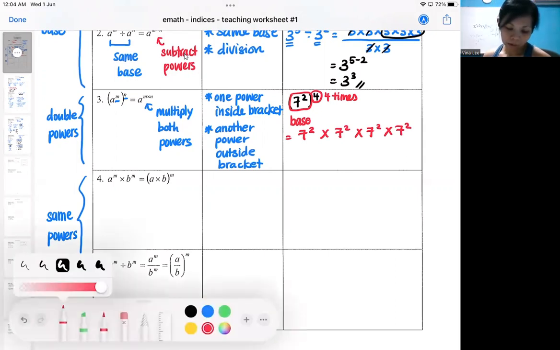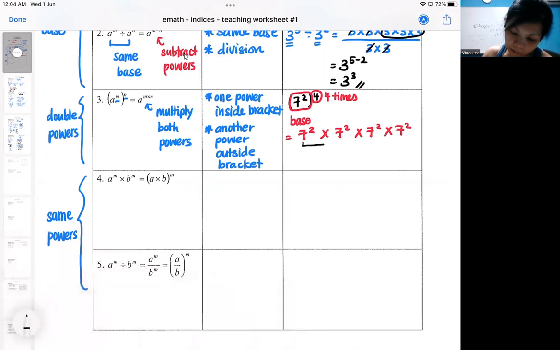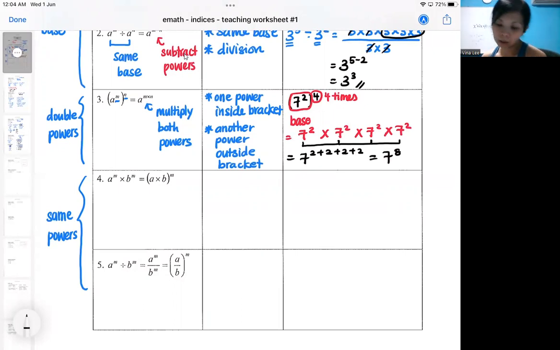Then you can think about the same base multiplication. Do you realize that you are actually getting a 2 plus 2 plus 2 plus 2, which is a 8? And where does 8 come from? It comes from 2 times 4. So for double power, we multiply the power, but the logic is still the same. It is the number of times it's being multiplied.